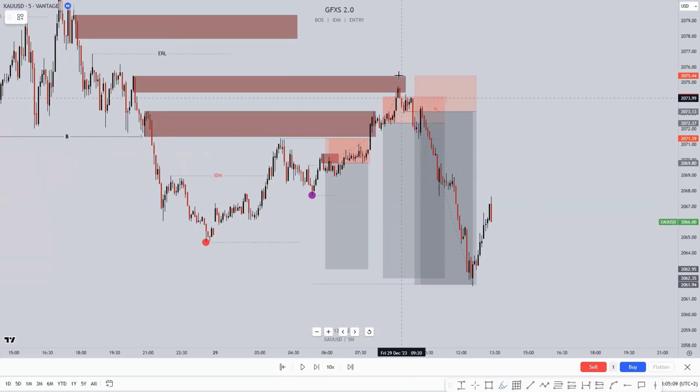So we can see that this high gets validated the moment we take this low, which becomes our breakout structure.